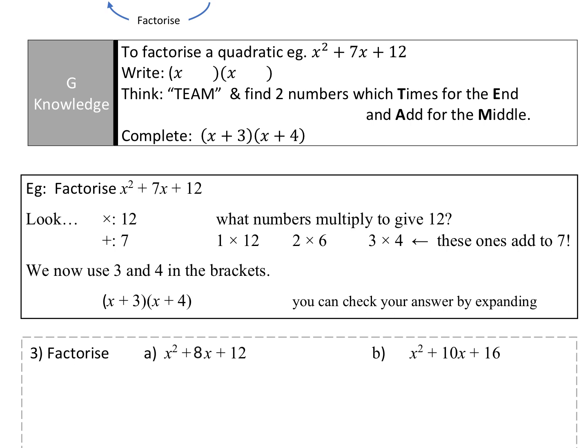So very quickly again, you spot it's a quadratic. If there's no common factor, you go double brackets. You put x and x to give you the x squared. To find these two numbers, you think what two numbers times to give the end number, 12, and add to give the middle number, 7. And once you've got those two numbers, you put them into the brackets.